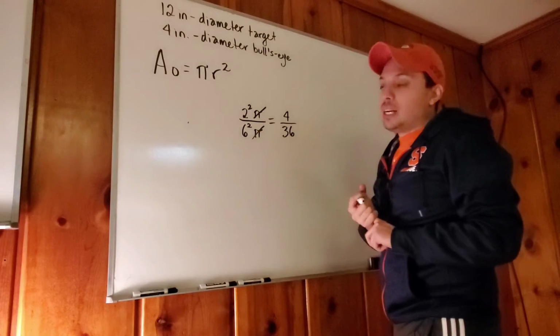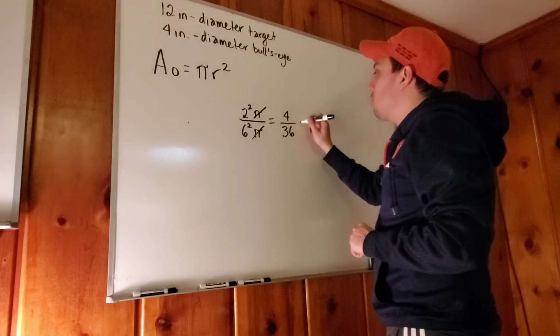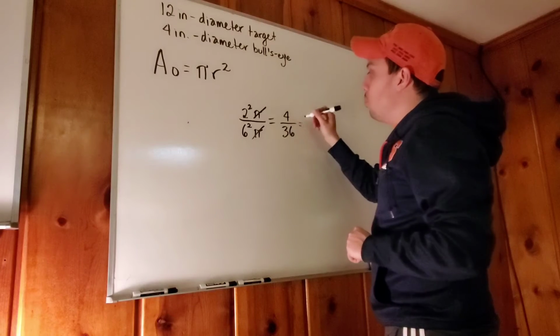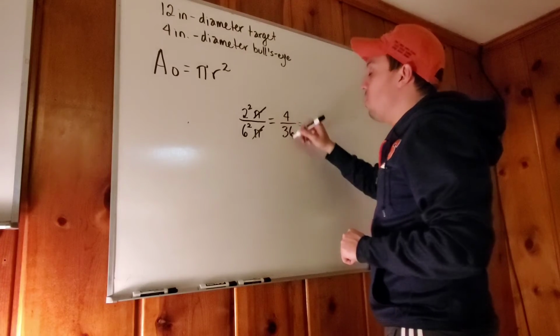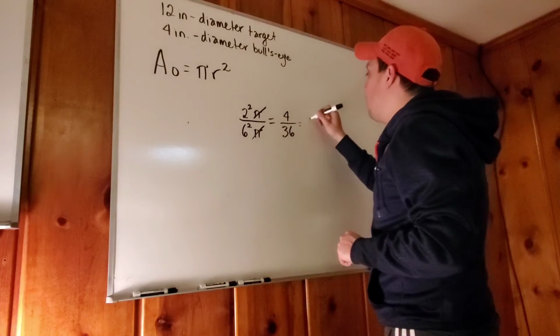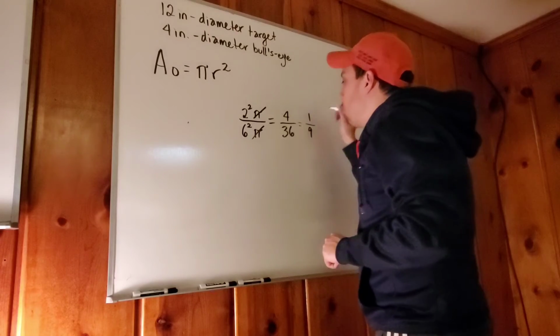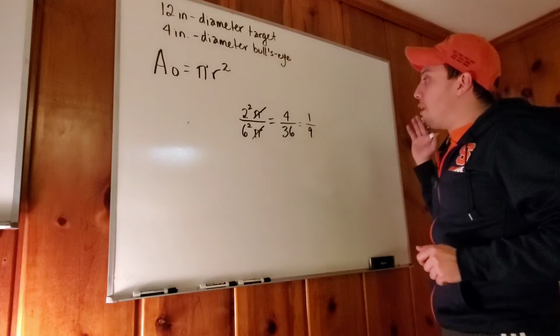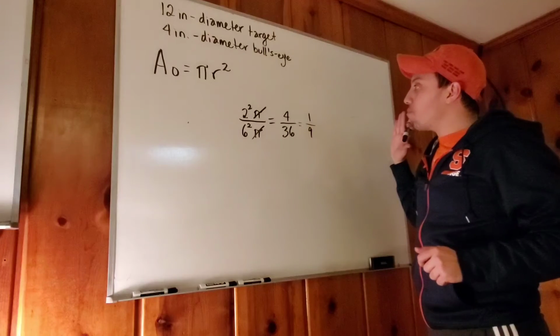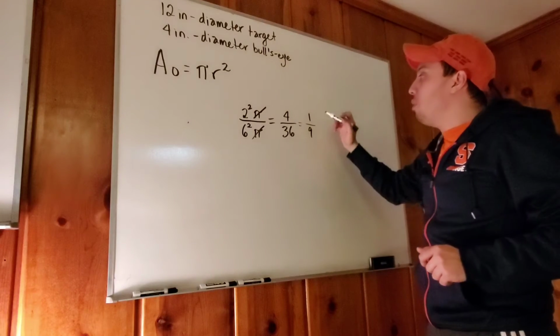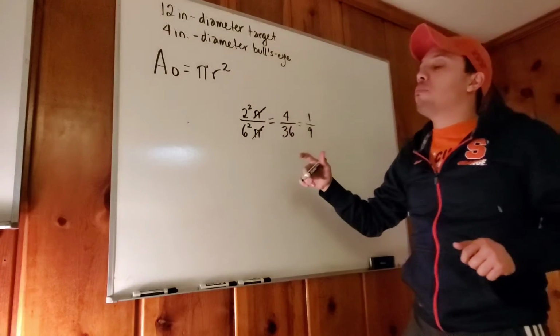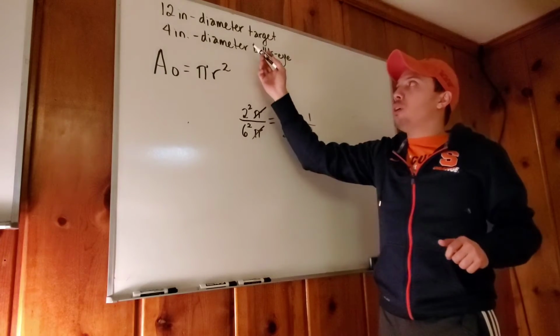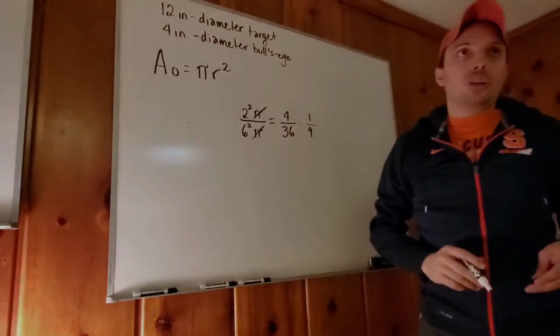And wait, we can actually even simplify that. If we divide 4 and 36 by 4, it's going to be 1/9. Boom, 1/9. And that's how you do the first example. 1/9 is going to be the probability of you hitting the bullseye if you hit the target.